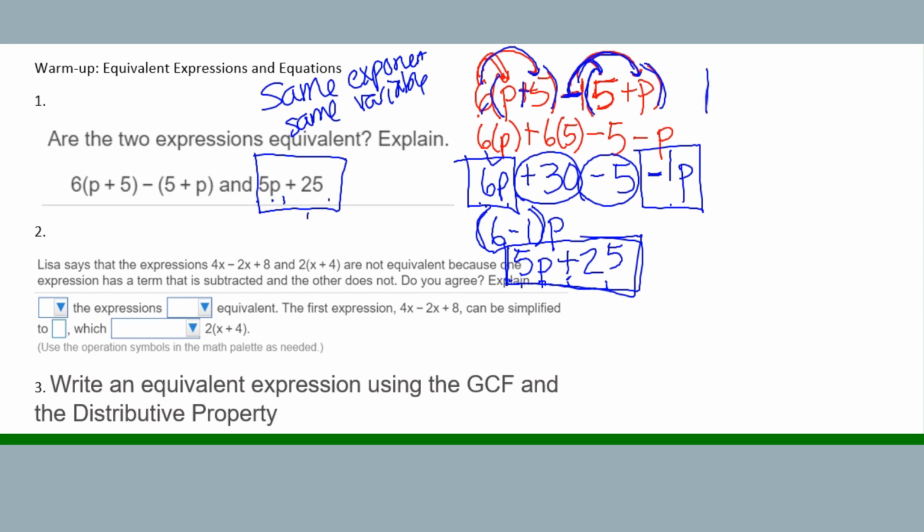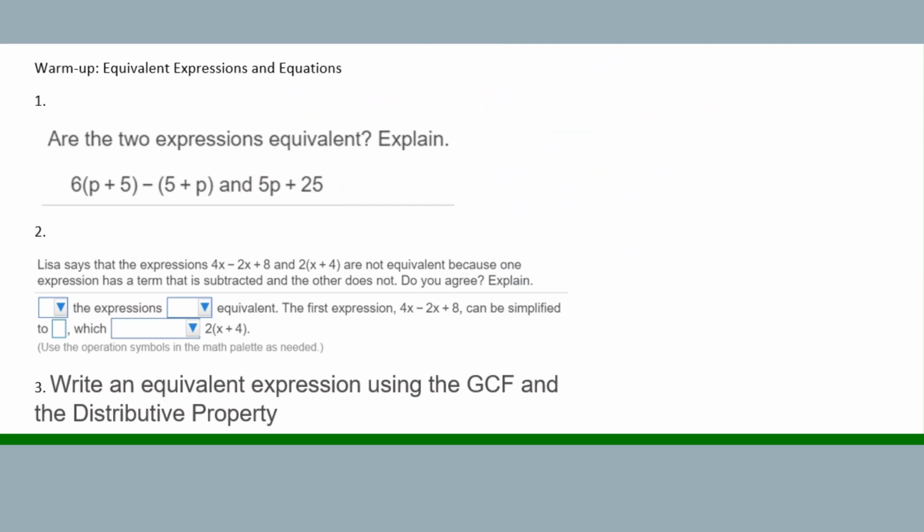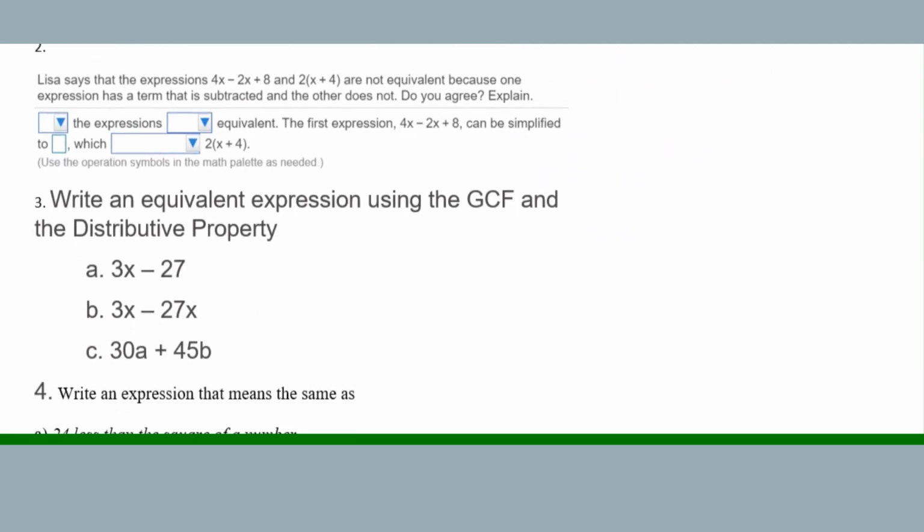This one is more on the advanced level. The other one is more on the 6th grade level, where you use substitution to determine if the 2 expressions are equivalent. But whatever method works for you works for me, as long as you understand and get the right answer. All right, so let's move on to number 2.